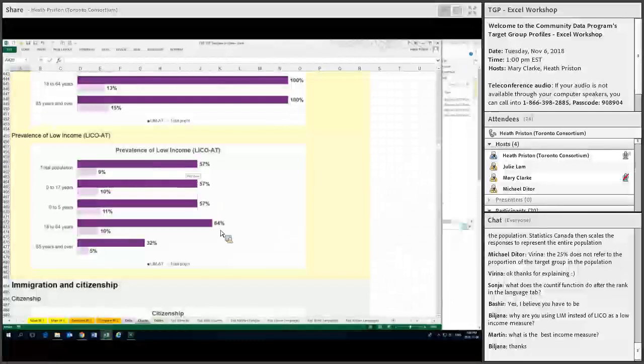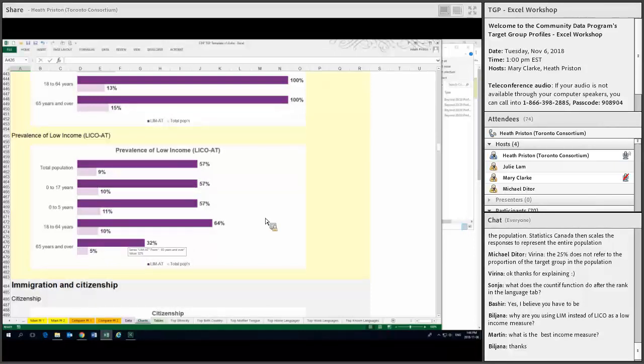You can actually look at and compare. Okay, well, what does the low income rate under low income look like for low income after tax? Unsurprisingly, the low income measure after tax population is 100%, right? That is the population, and then you can actually see the overall rate for the population as well.